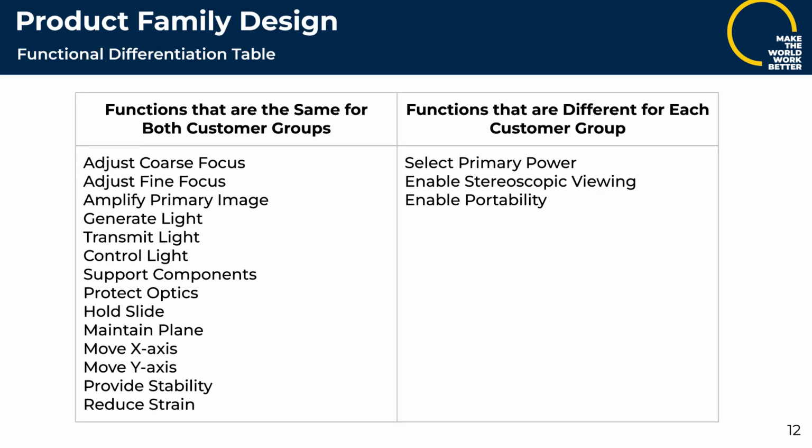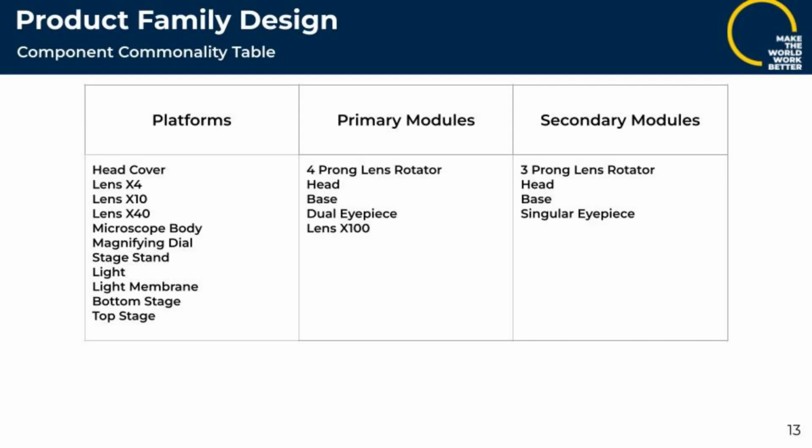Moving into product family design, this is our functional differentiation table. As you can see, the majority of our functions are the same for both our primary and secondary customer groups, and we have 3 that are different. Select primary power and enable stereoscopic viewing are 2 functions that are more relevant to professional researchers and scientists, which is our primary customer group. And then enable portability is a function that we have identified as being relevant to our secondary customer group, which is educational purposes.